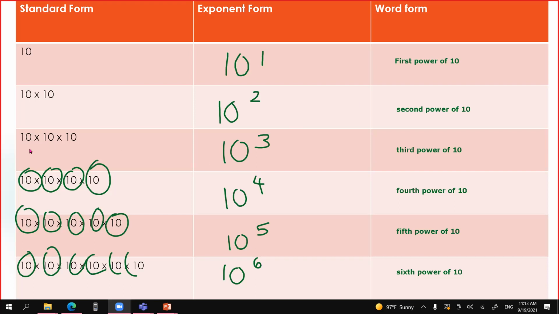Look at the third one. How many times is 10 repeated? It's repeated 3 times, so it will be 10 to the power 3. Then how can I write it in word form? It will be the third power of 10.